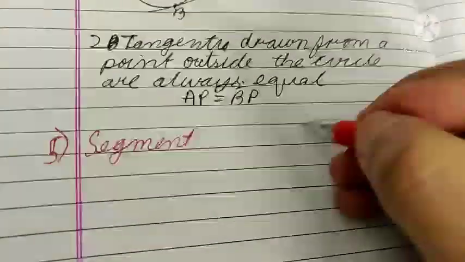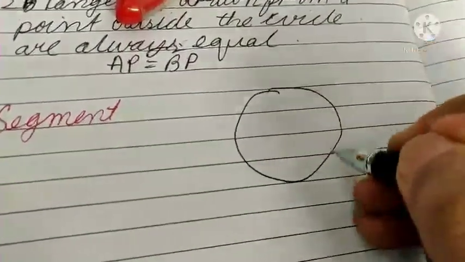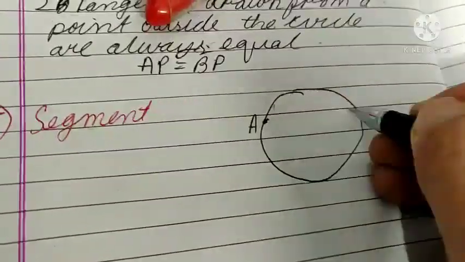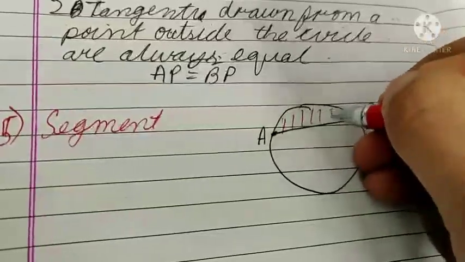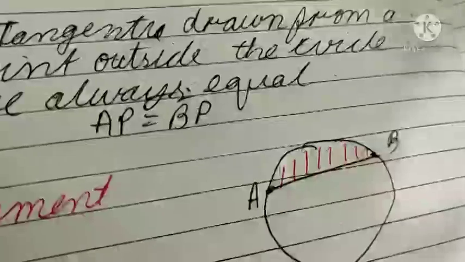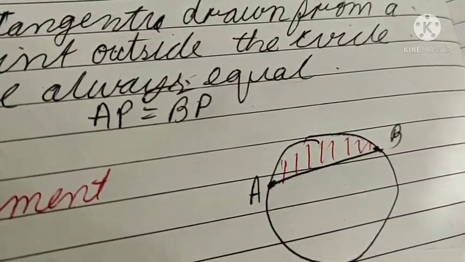What is a segment? A segment is the portion inside a circle. This is a circle, and a chord AB is drawn. The area enclosed in the circle means a chord of a circle divides its circular region into two parts. Here is a chord, and it divides the circle into two regions.